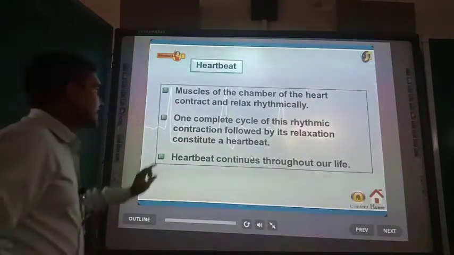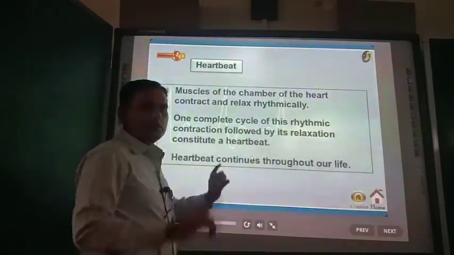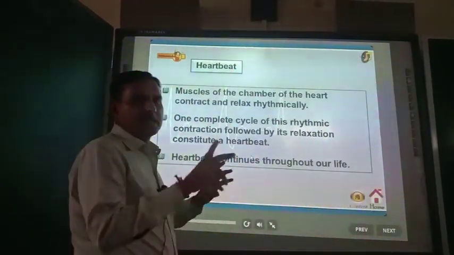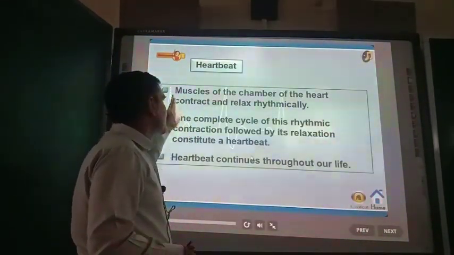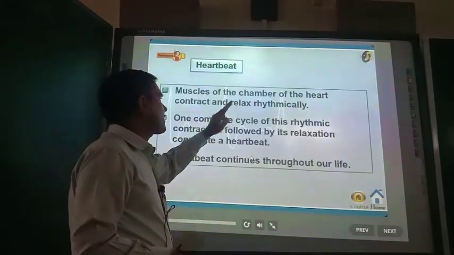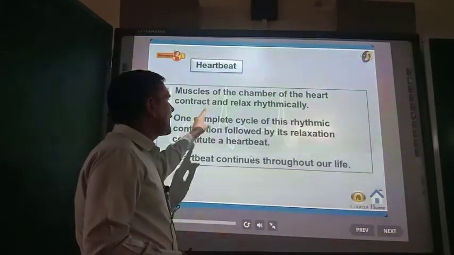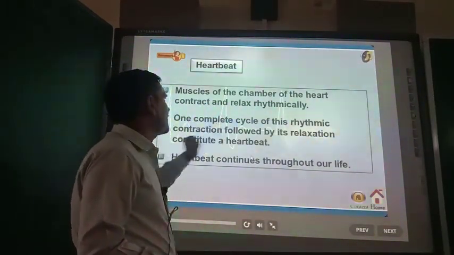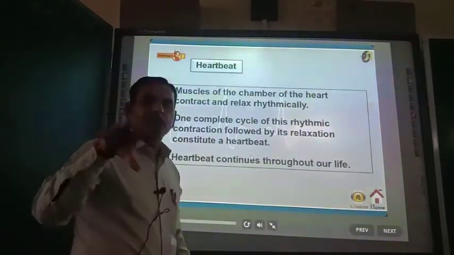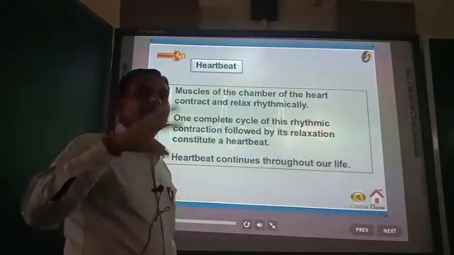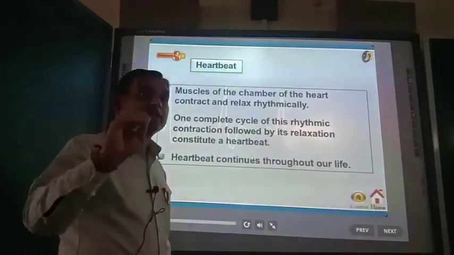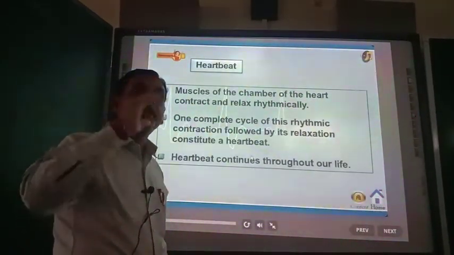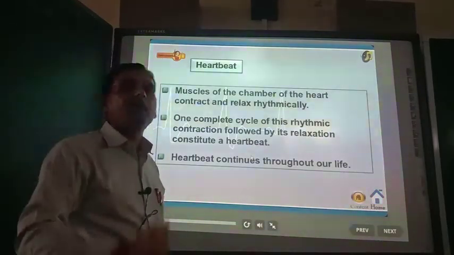So dear cadets, just see, this is the new topic now. Double blood circulation is over. Now heartbeat. What is the meaning of heartbeat? Muscles of the chambers of the heart contract and relax rhythmically. So what do you mean by heartbeat? Heartbeat is nothing but a rhythmic contraction and expansion of heart.